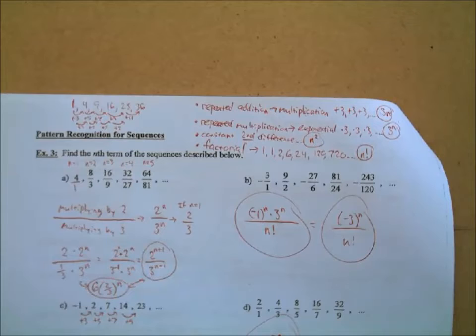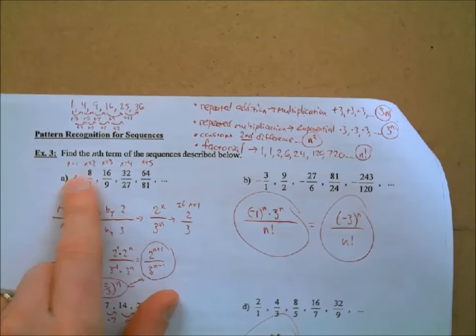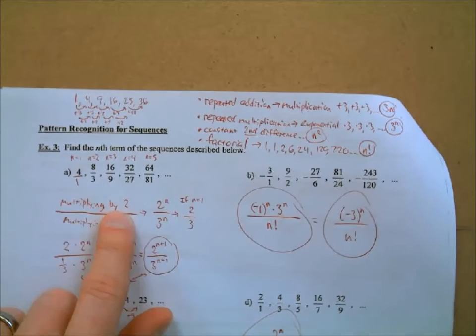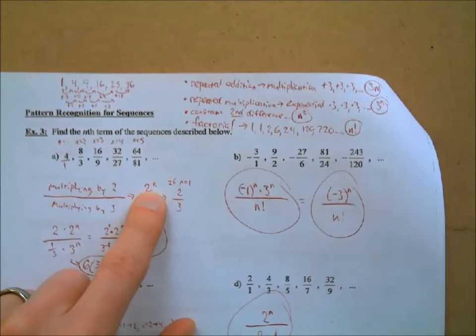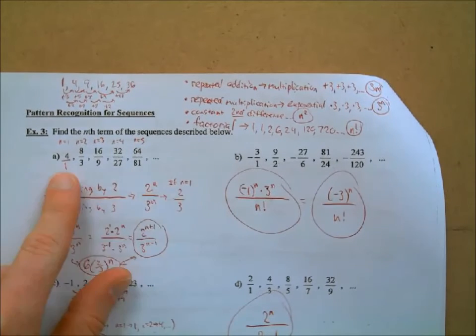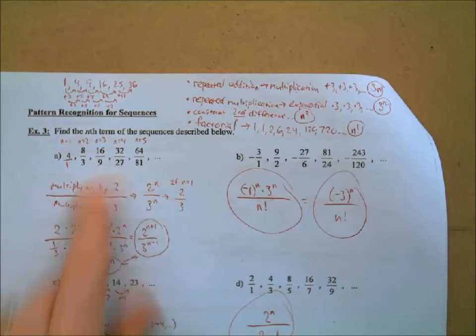You can see here in the numerator, we are multiplying by 2 each time. Times 2, times 2, times 2, times 2. That's repeated multiplication, so it's 2 to the n. On the denominator, we start with 1, and we go times 3, times 3, times 3, times 3. So it's multiplied by 3, so it's 3 to the n.